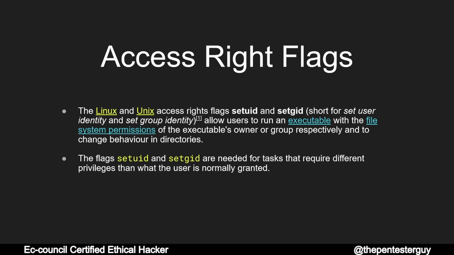What actually helps us is this: suppose you are a user but there is a file whose owner is root, and that file is configured with an access right flag, with some value set for set UID and set GID. Then you as a normal user will be able to run or execute that file even if the owner of the file is root. You will have privileged access to execute it without even gaining full root access to the system.